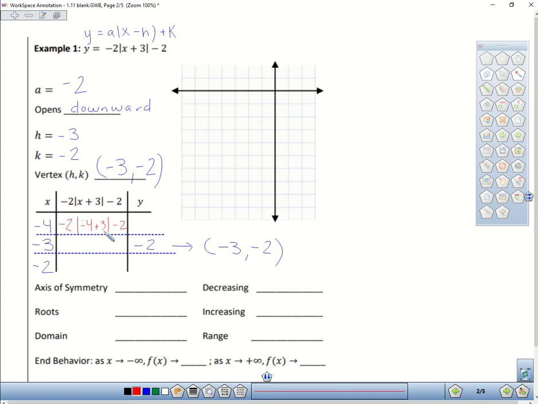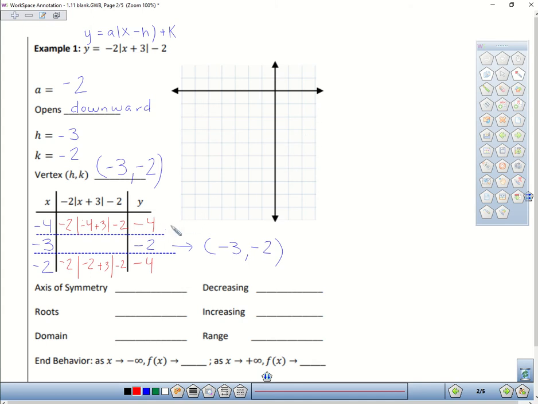So -4 plus 3 is -1. Absolute value of -1 is 1. 1 times -2 is -2. -2 minus 2 is -4. We're going to do the same procedure for the -2. -2 plus 3 is 1. Absolute value of 1 is 1. 1 times -2 is -2. -2 minus 2 is -4. You always want to look for that symmetry to make sure you didn't make any algebraic errors.